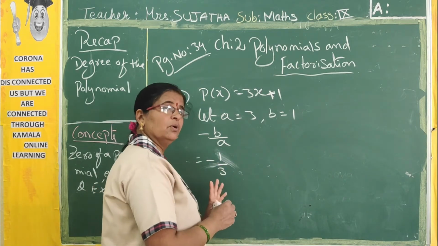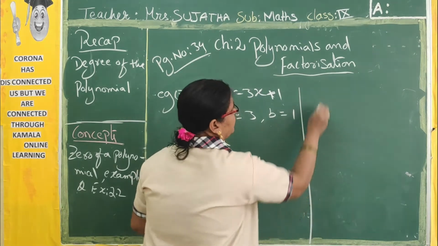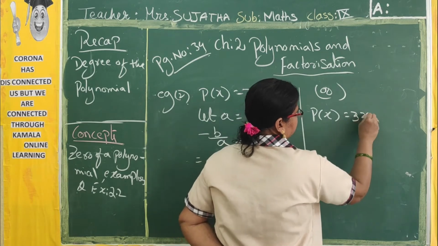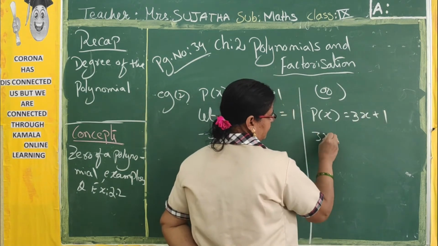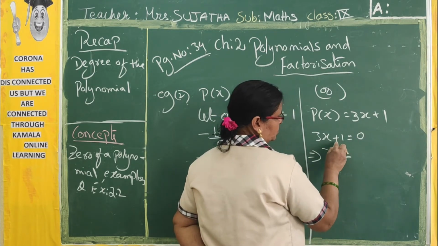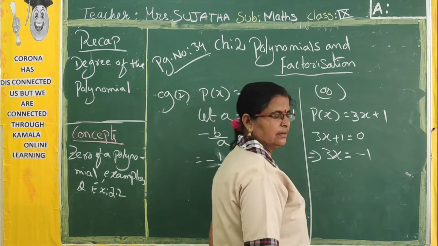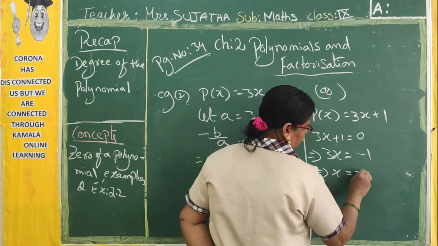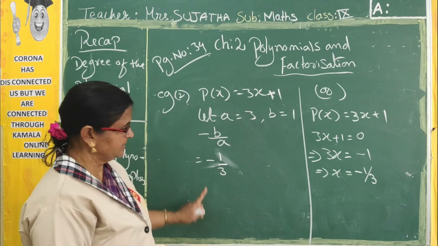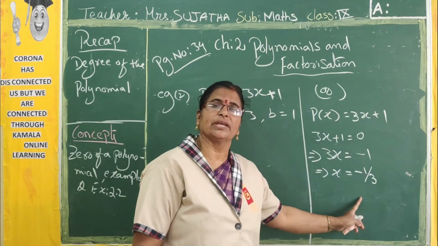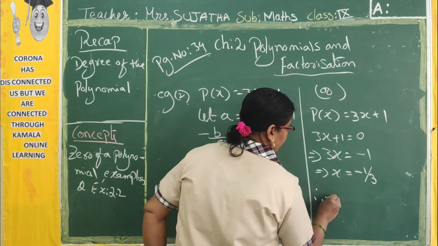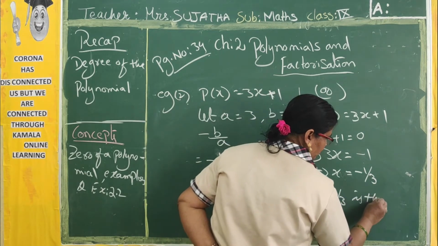Otherwise, there is one more method. P of x is equal to 3x plus 1 is given. So 3x plus 1 is equal to 0. It implies 3x is equal to minus 1, as the plus 1 goes to the other side and becomes minus 1. Then x is equal to minus 1 by 3. Understood? By using this also you can find the 0 of the polynomial. Therefore, minus 1 by 3 is the 0 of the polynomial.